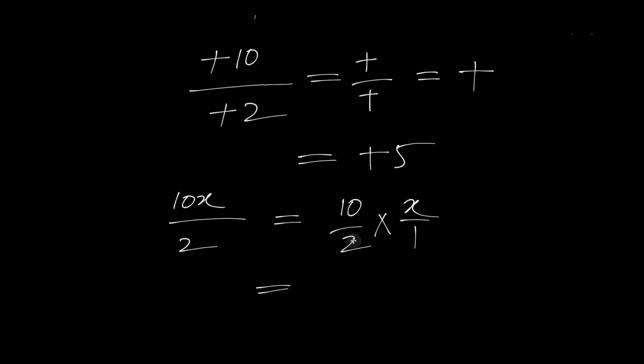Now, can we say 2 ones are 2, 2 5s are 10. So I'm going to write 5 as it is, and x. So we can divide even the numbers, even though it is not multiplied with x.